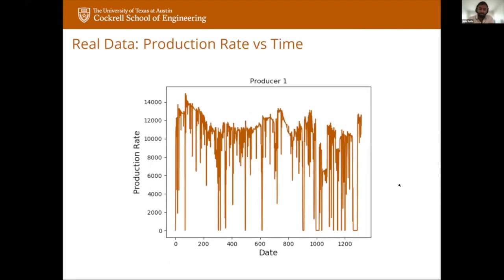And now we use real data. This is real data from a well that we have. You can see that we have production data over the course of about 4 years, and that the production rates are pretty high.